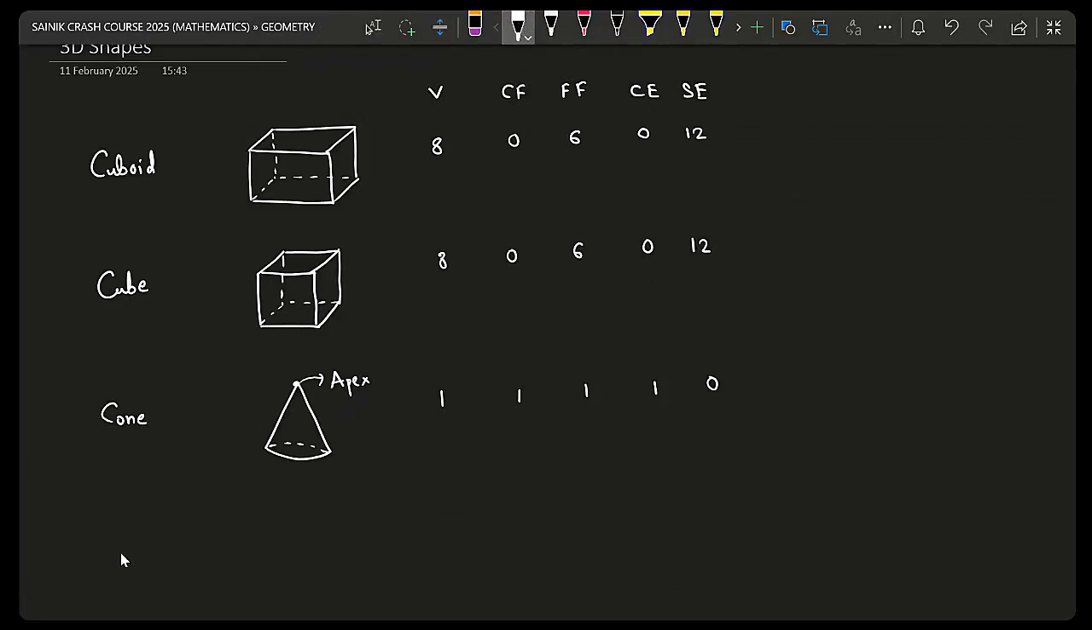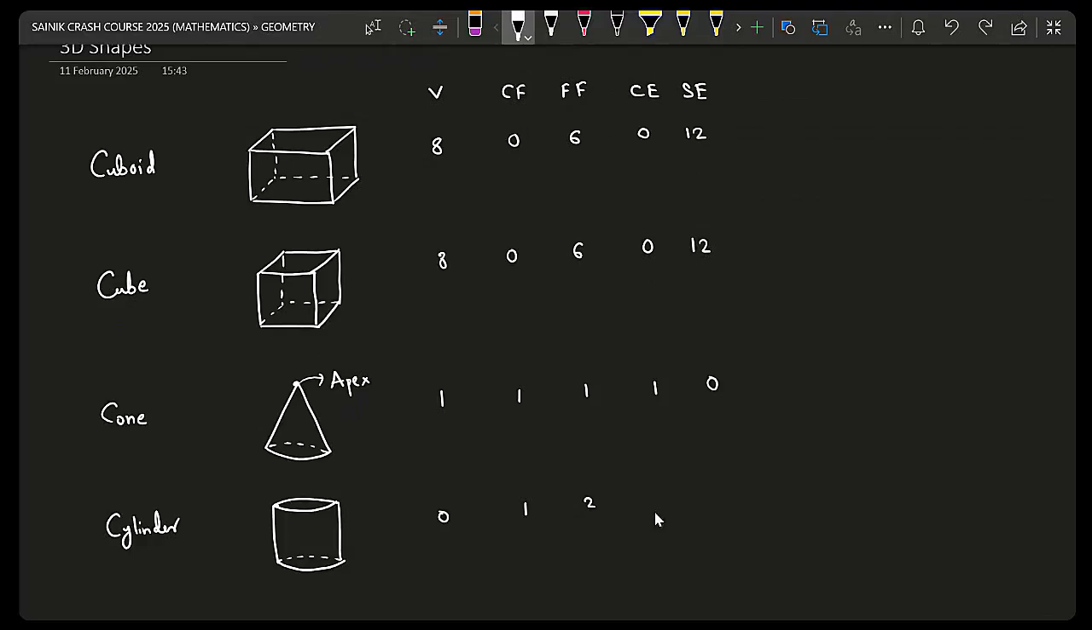So we'll take cylinder now. Cylinder is like this. Number of vertices: there are no vertices for a cylinder. It is 0. Curved faces: there is only one curved face which is running around it. And flat faces, there are 2. One is at the top and another is at the bottom.